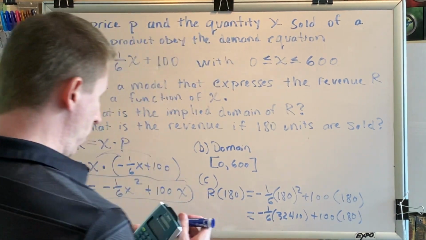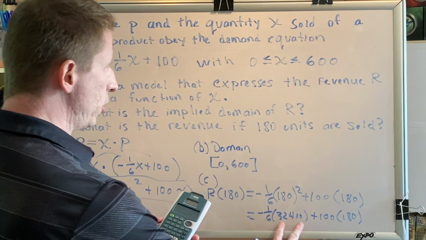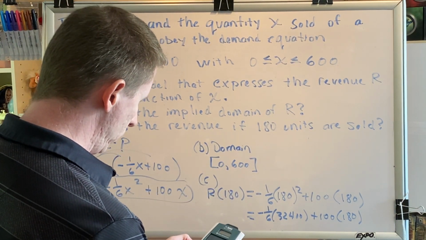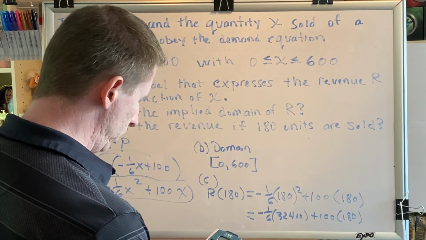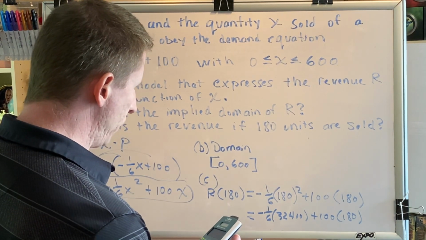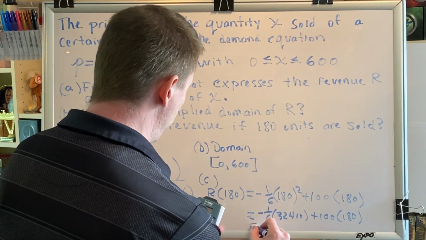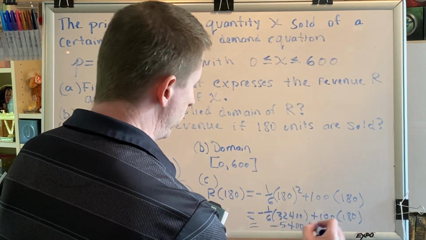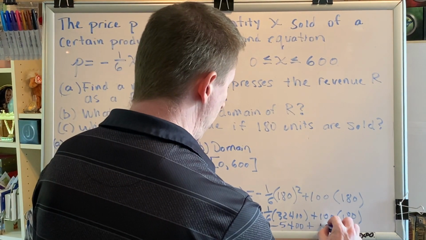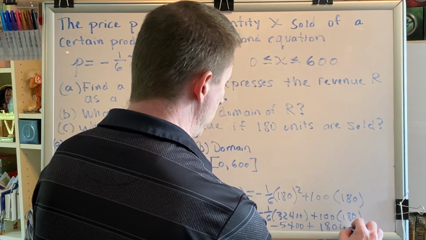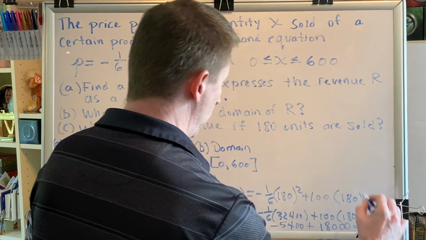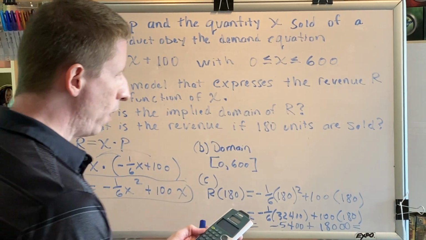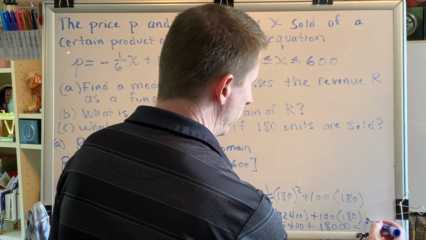Okay, the next thing we're going to do is the multiplication. We'll take 32,400 and multiply it by the fraction negative 1/6. That gives us negative 5,400 plus 100 times 180 is a 180 with 2 extra zeros at the end. And now we add those together. And we get $12,600.